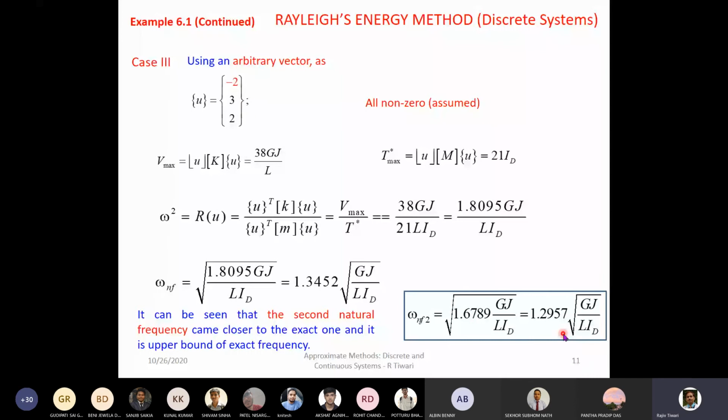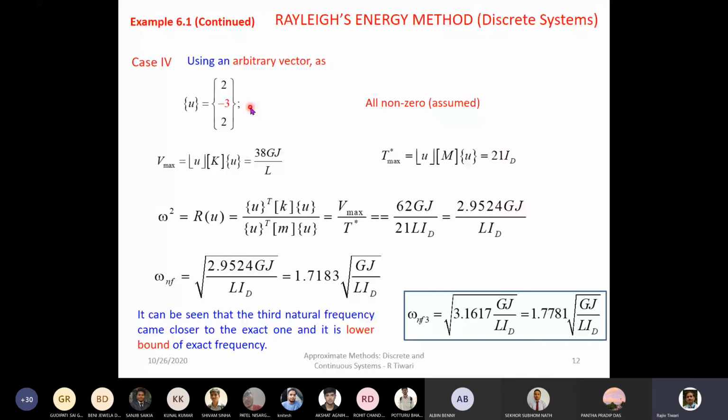So I'm leaving it to you to fine-tune and check this. This is regarding case 3, in which we have taken one of the eigenvector components as negative, so that it is closer to the third natural frequency. When I take negative here, these two have synchronous motion and this one has opposite motion. That is the characteristic of the third mode, which we have seen earlier also.